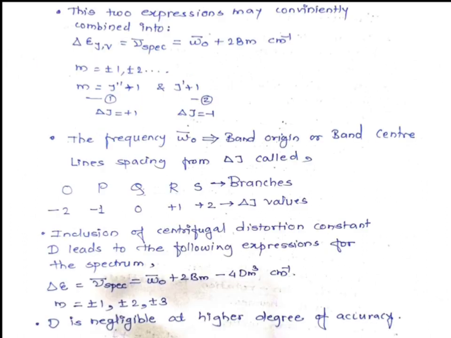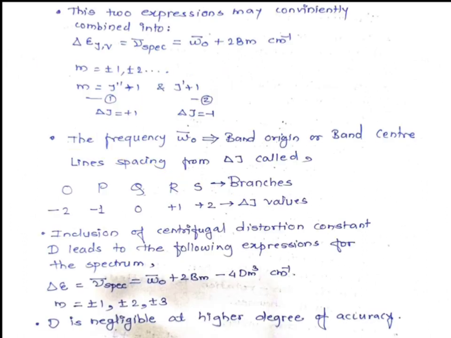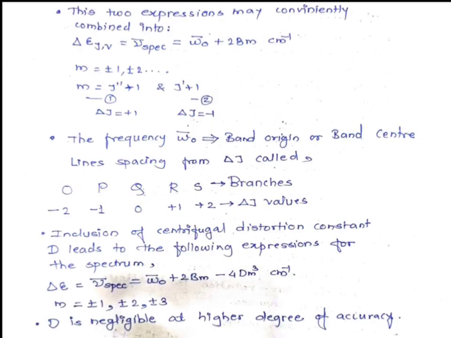So these two expressions may conveniently combine into one. We can take these two equations, equation number 1 and equation number 2, in the combined form. E J V is equal to mu bar spectroscopic is equal to omega bar 0 plus twice Bm. So this omega bar 0 is common in these two, and plus twice Bm is taken. Again this term is common. So what will be the m? M is J double prime plus 1 or J prime plus 1.